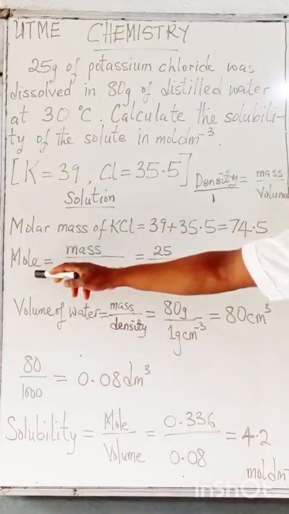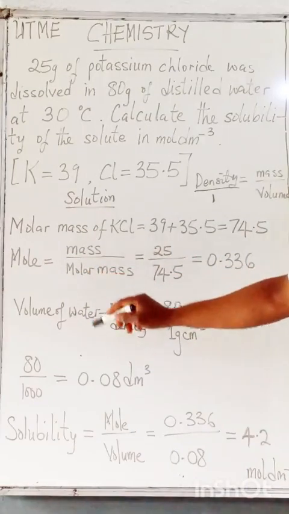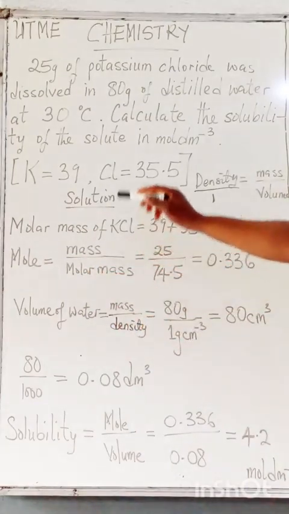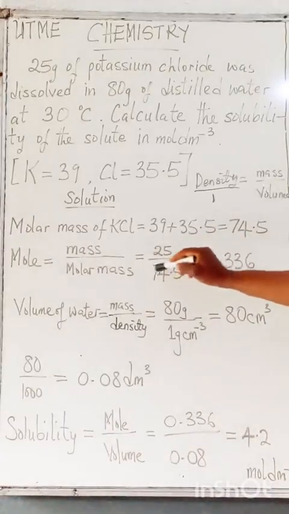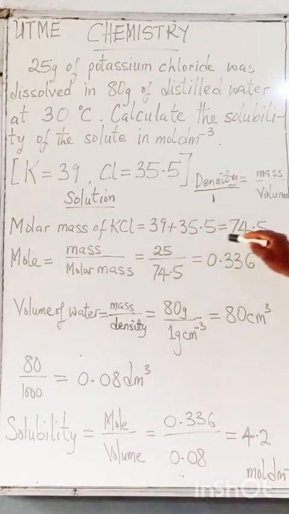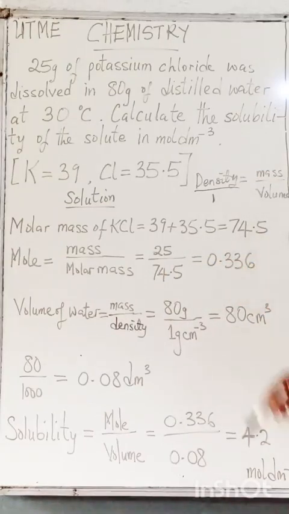Then mole. The formula for mole is mass over molar mass. The mass given to us is 25 grams of potassium chloride, so it is the numerator here. Then the denominator is the molar mass, which we have gotten here. Is that clear? You get 0.336.